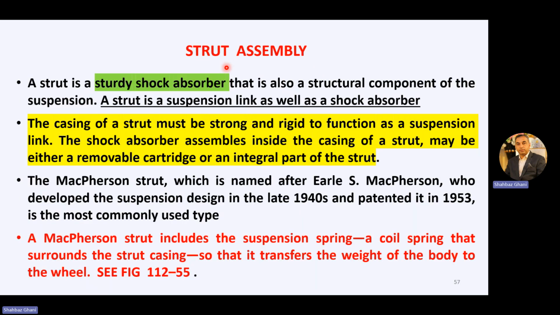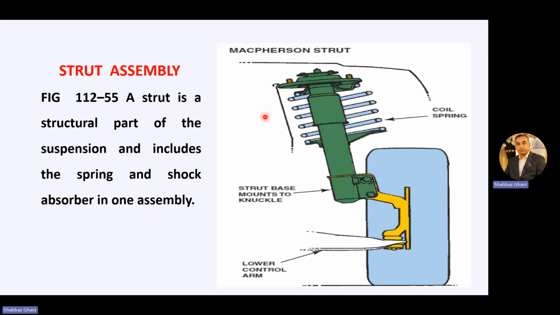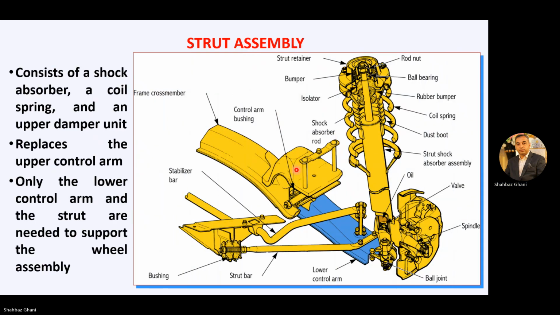Then we talked about the strut assembly, strut rod, and strut assembly. These are 2 different things. A strut is a sturdy shock absorber that is also a structural component of the suspension. A strut is a suspension link as well as a shock absorber. This is the strut assembly, and the most used is the MacPherson strut assembly, which is attached to the steering knuckle instead of the upper control arm. We have this strut assembly, and here is the detailed diagram of it.